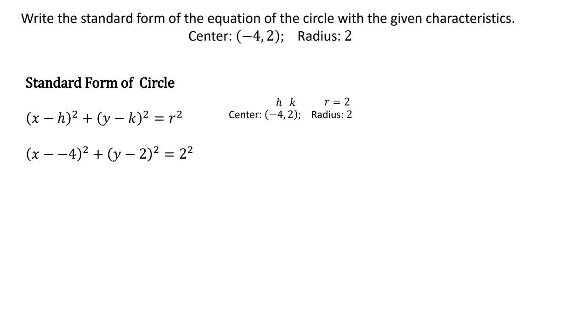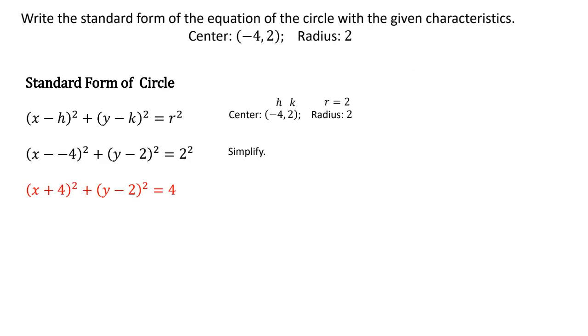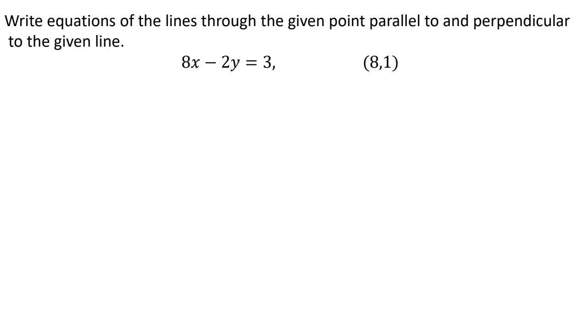So we'll go ahead and simplify. So when we simplify, we have x plus 4 squared plus y minus 2 squared is equal to 4. Okay. Hopefully very straightforward, very easy. These questions, again, this is review. By now, we're experts on these. So let's look at this example.